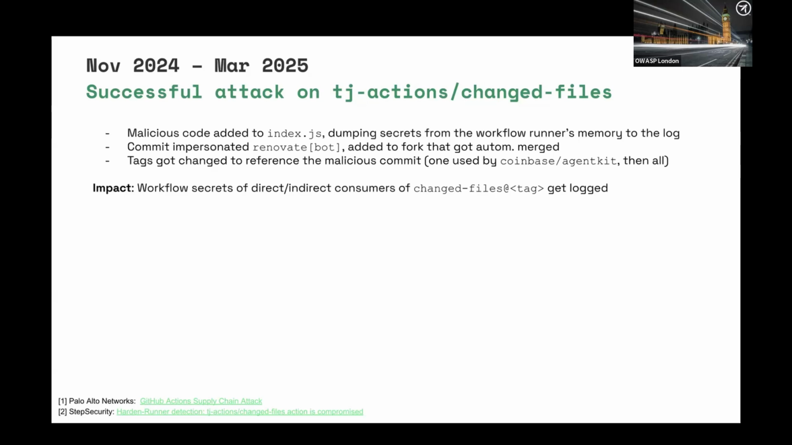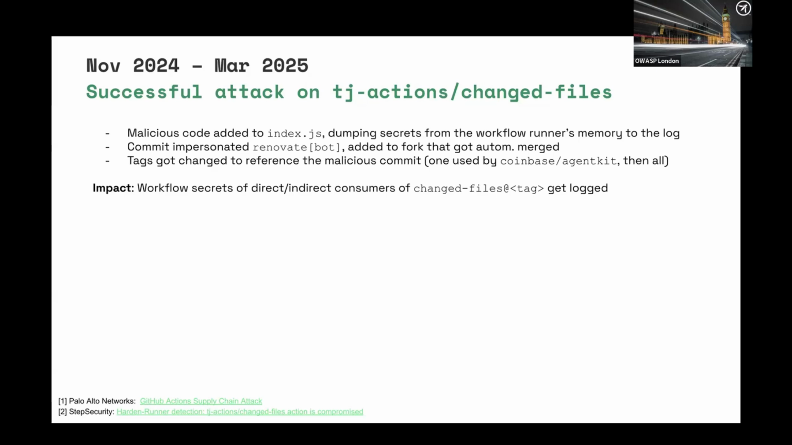This is how he sneaked it in. And then he also changed the tags of the TJ actions to point to this malicious commit, right? And I will come to this in a second. First, he only changed the tag of one version, namely one that was used by Coinbase AgentKit, yet another crypto technology. And then later on, he changed all the tags of TJ actions.